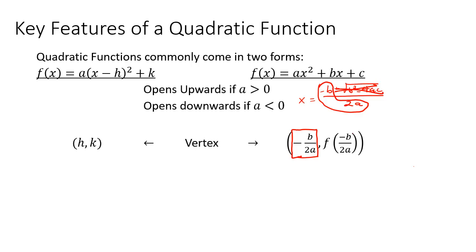All right, very important formula. I can't stress this enough. Make sure you know that the x value of the vertex is negative b over 2a. Large chunks of this section rely on that.